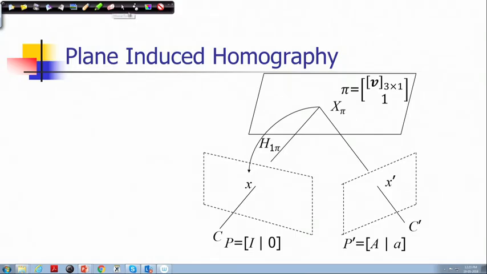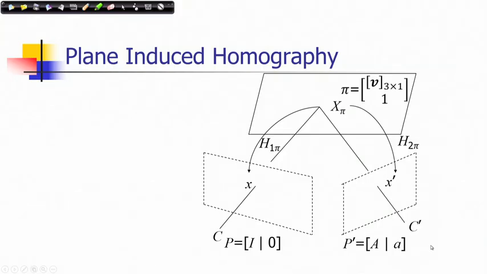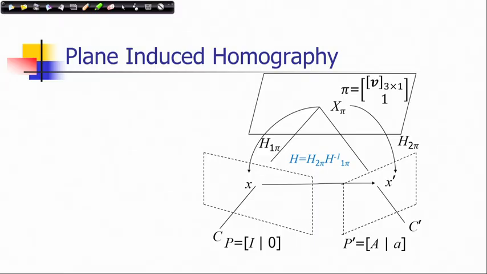We have already discussed earlier also that points in a plane and its corresponding image points in a single view camera are related by a homography, because points in a plane can be represented by a 3 vector with 2 independent parameters, and they are related by a homography. Consider that homography is h1 pi. Similarly, you can have a homography h2 pi. So, from there you can get a homography which is given by h2 pi, h1 pi inverse.